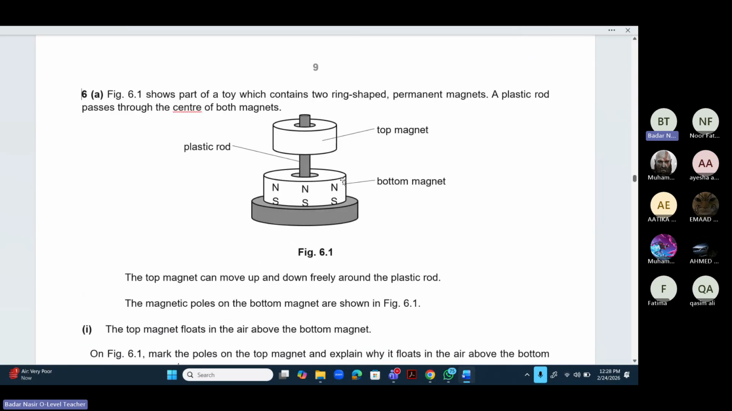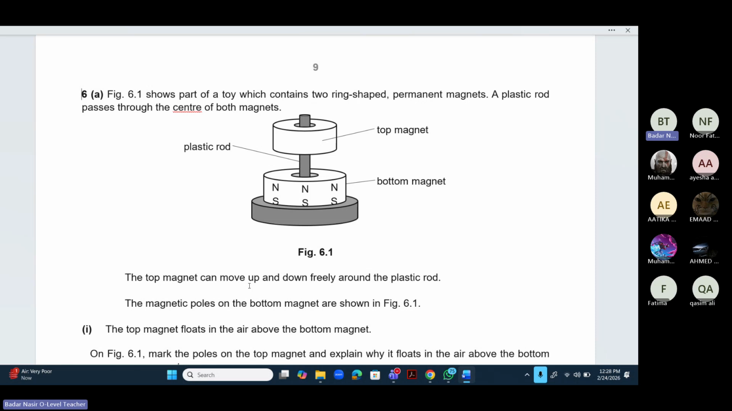Okay, question number 6. Figure 6.1 shows part of a toy which contains two ring-shaped permanent magnets. A plastic rod passes through the center of both magnets. We have a top magnet and we have a bottom magnet. The top magnet can move up and down freely around the plastic rod. The magnet poles on the bottom magnet are shown in figure 6.1. The top magnet floats in the air above the bottom magnet.